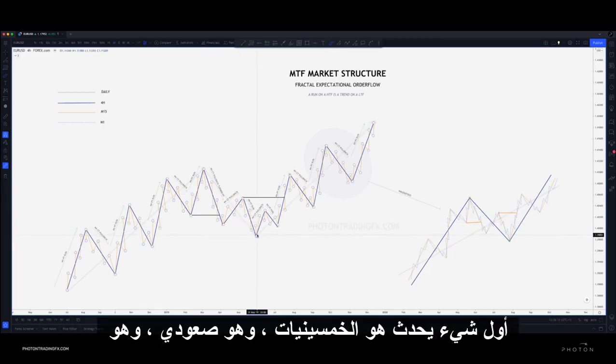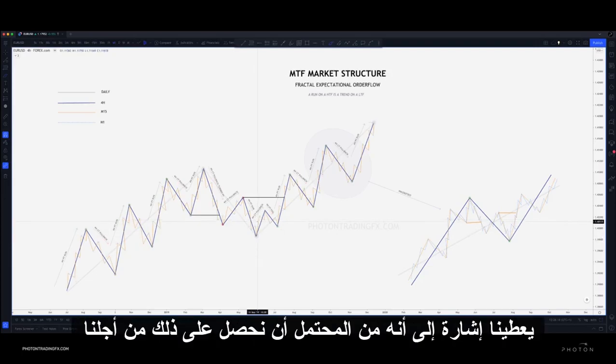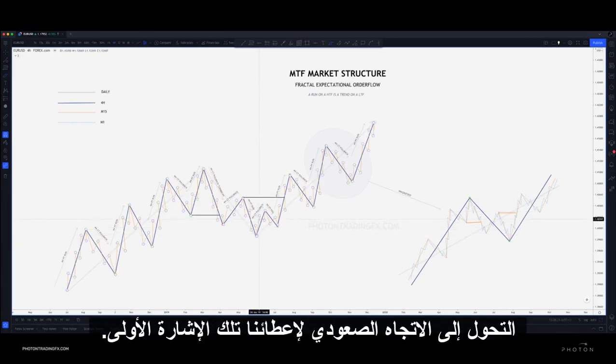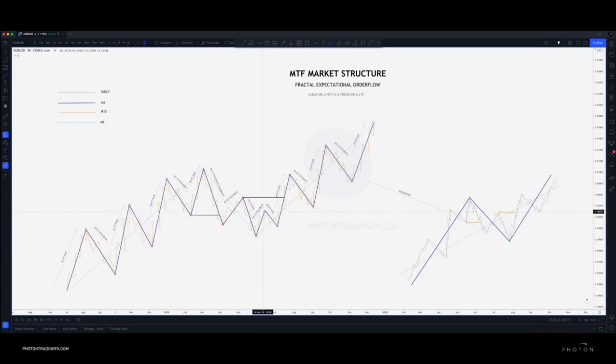The first thing that happens is the M15 switches bullish, which gives us a sign that potentially we're going to get that 4 hour counter trend pullback, right? Because the 4 hour is bearish at this point. But the M15 had to switch bullish to give us that first sign, right?